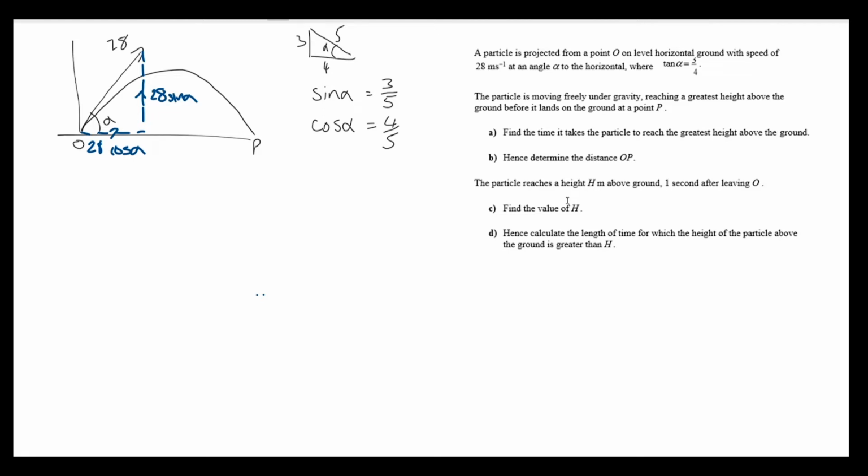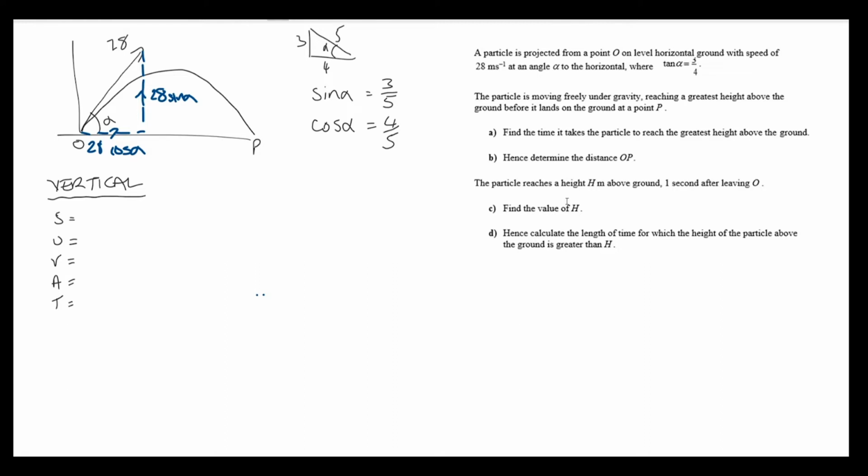In part A, we're asked to find the time it takes to reach the greatest height above the ground. We know that at that point, the particle's current vertical velocity is going to be 0. It's instantaneously at rest if we're only thinking about the vertical direction. So let's bring up our vertical Suvat variables, and we're going to set the current, or the new velocity, to 0.